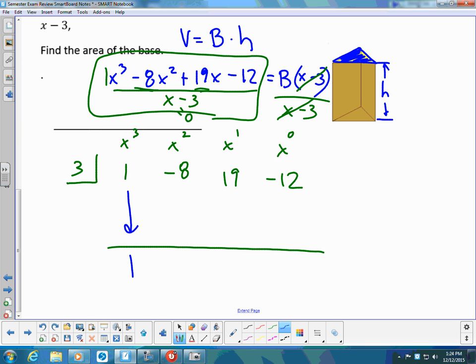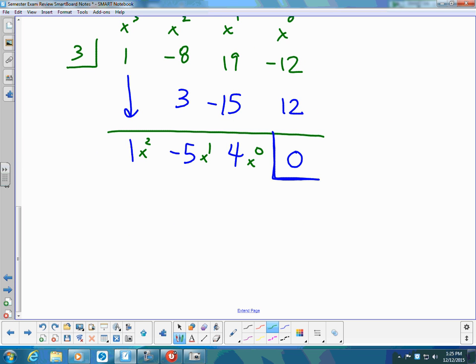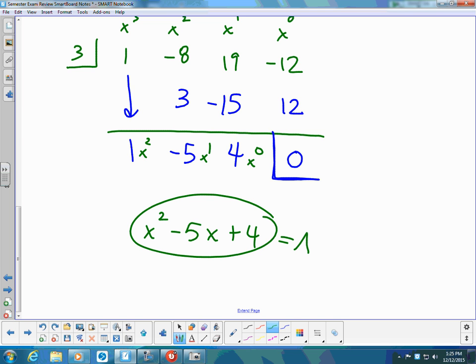And again, I multiply, add, multiply, add. So I'm going to do 3 times 1 is 3. Adding, I get a negative 5. When I multiply 3 times a negative 5, I get a negative 15. When I add these, I get a 4. When I multiply 3 times 4, I get 12. And when I add, I get 0. I put a little wall in to wall that off because that's our remainder, which means since the remainder is 0, this x minus 3 divides exactly into the volume for the prism. So this is x to the 0, this is x to the first, this is x to the second. So our answer here would be x squared minus 5x plus 4. That is the area of the base.